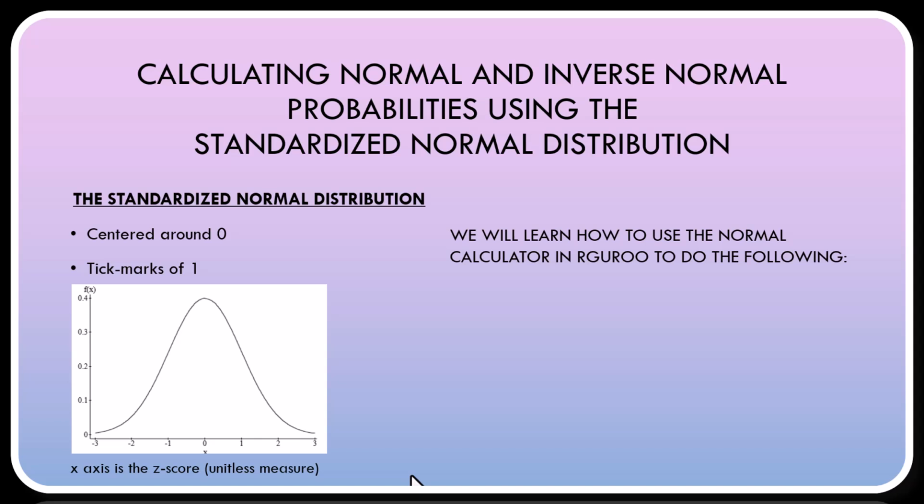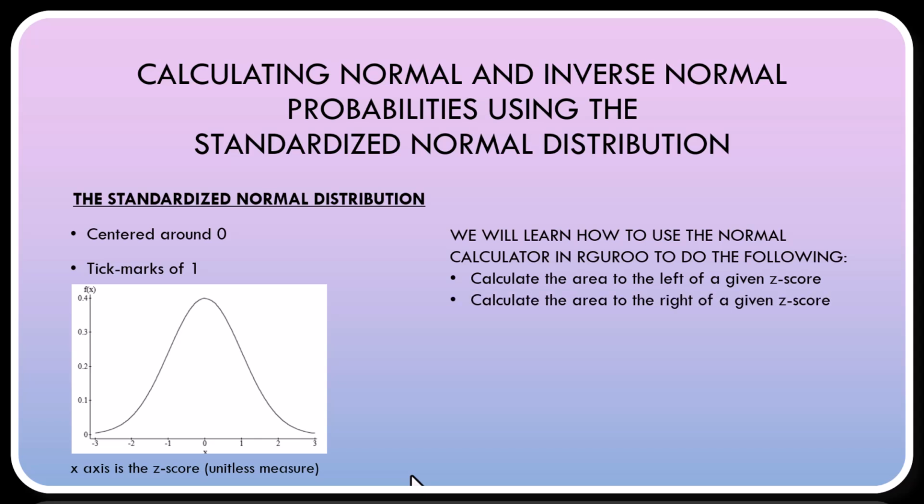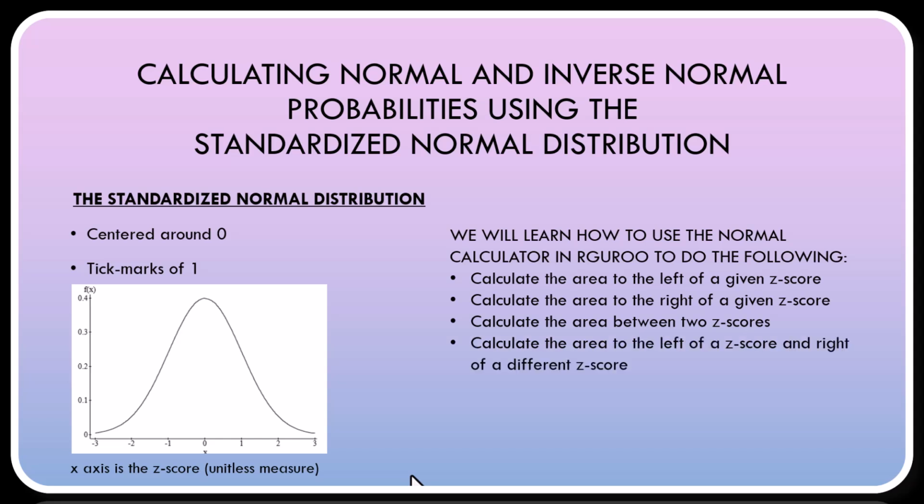So we will learn how to use the normal calculator in RGuroo to do the following things. Calculate the area to the left of a given z-score, to the right of a given z-score, between two z-scores, and calculate the area to the left of a z-score and the right of a different z-score.